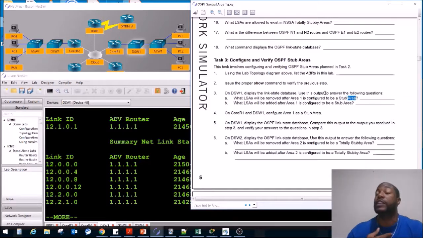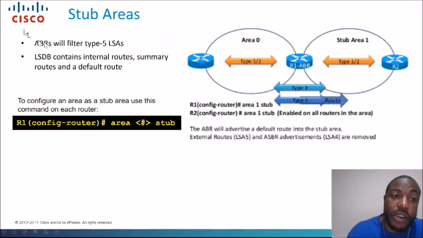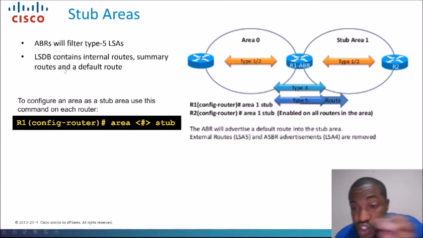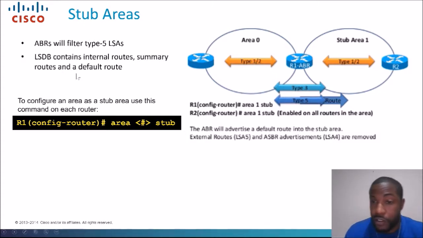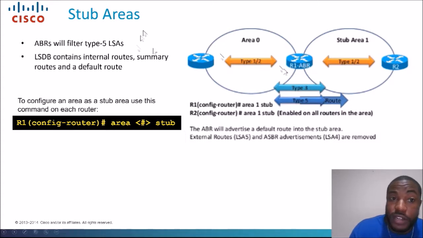So let's look at the characteristics of a stub area before we answer that question. A stub area will filter type 5 LSAs. What's a type 5 LSA? It's an external route, right? So the link state database also contains internal routes, summary routes, and then injects a default route. Remember, we said that earlier in the video. So that's what happens when we configure a stub area. How do we configure it? Area number, and then stub.